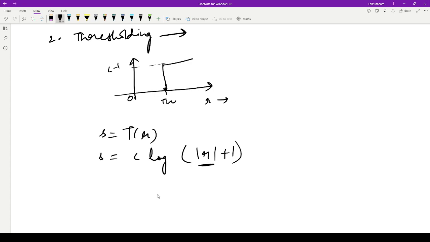Why do we need mod R? Mod usually makes negative values positive. That means we will not get a zero. Suppose R is minus 1, then minus 1 plus 1 becomes 0. So log may go to infinity, log of 0. So to avoid that, we are taking mod.